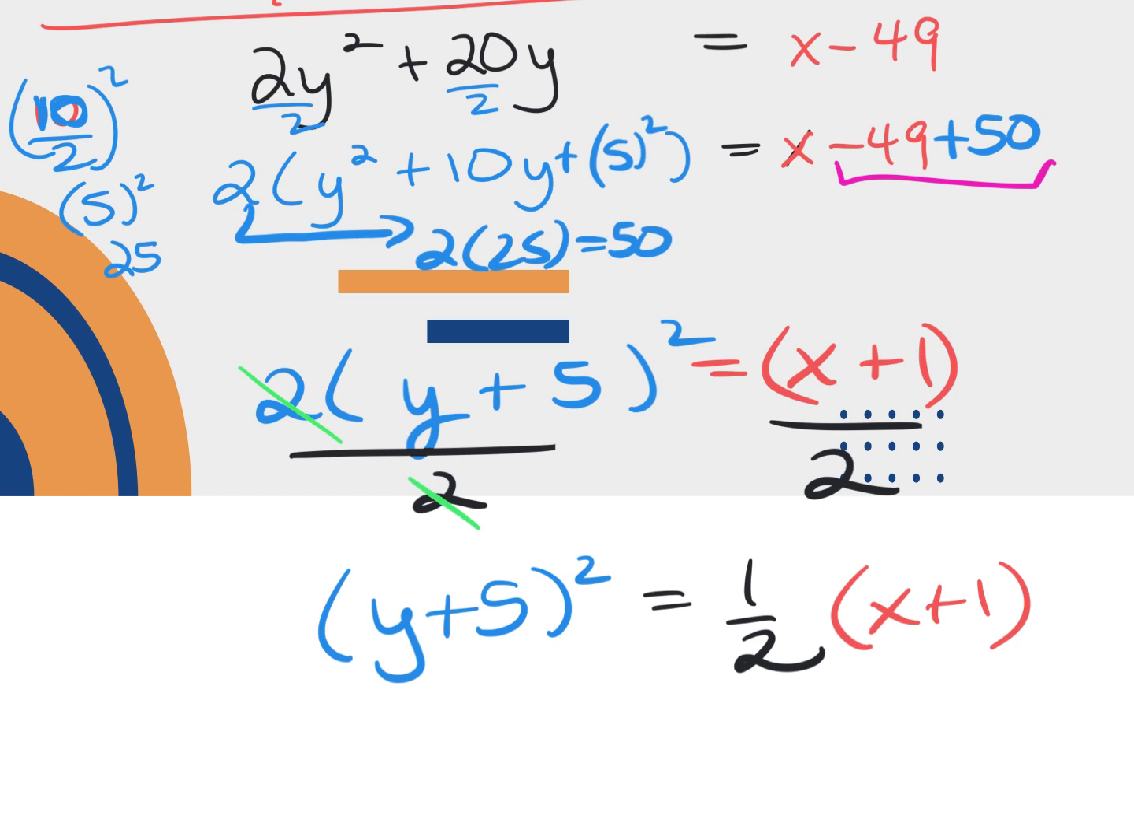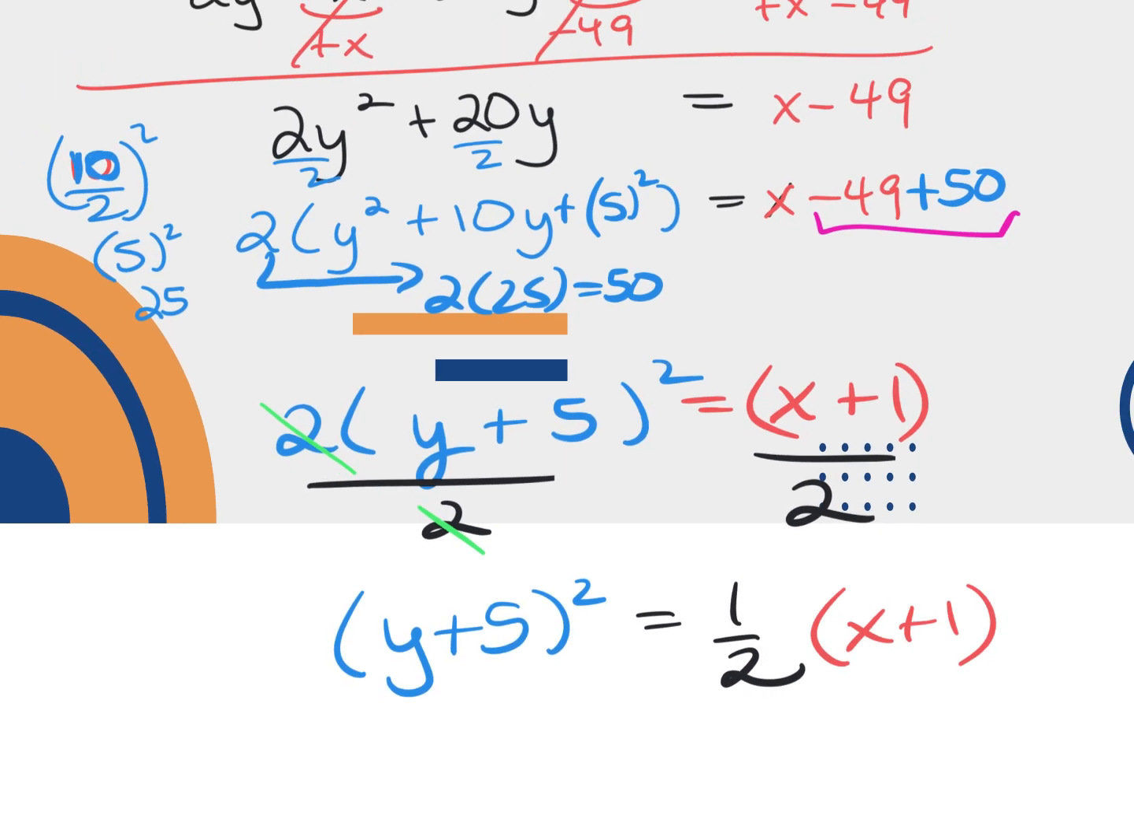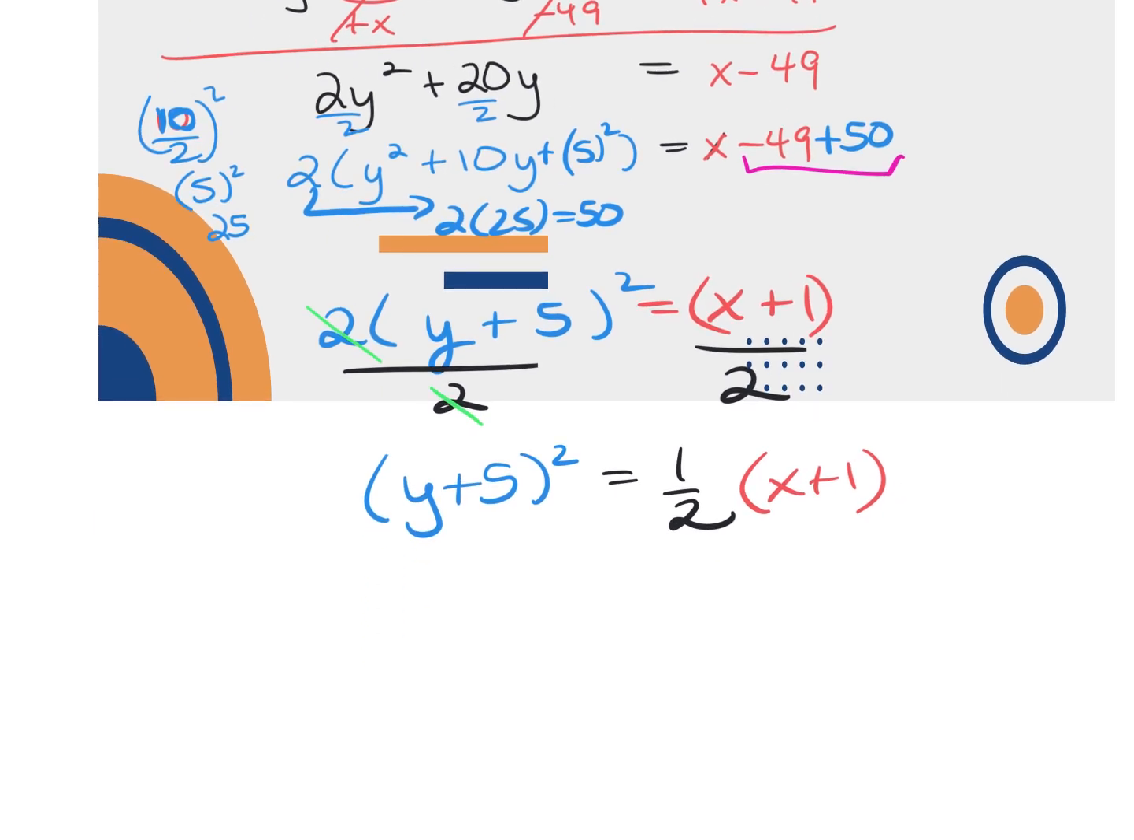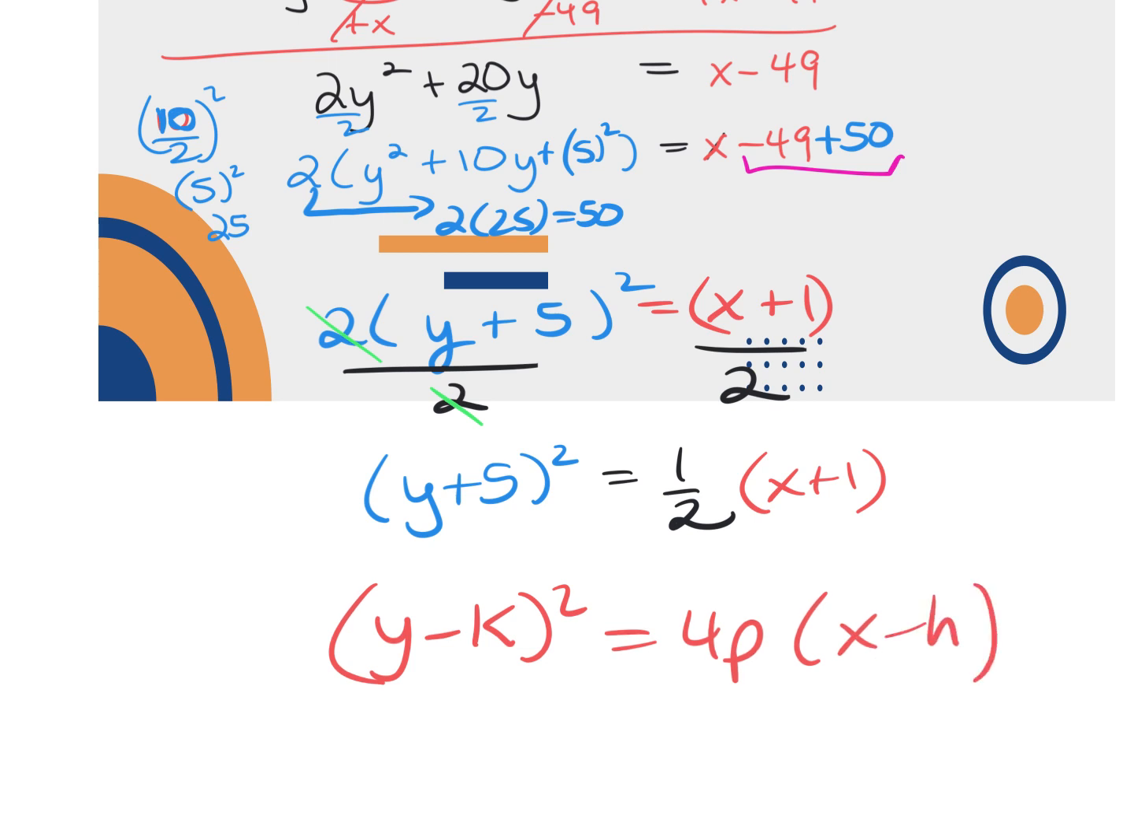Because remember, when we were doing this whole thing with the parabolas, we needed to take that number that was in front of the non-squared variable and set it equal to 4p to get the distance from the vertex to the focus and the distance from the vertex to the directrix. So that's why we turn it into that fraction versus leave it as divide by 2. What this really is, it's y minus k squared equals 4p times x minus h. That's what we just set up.